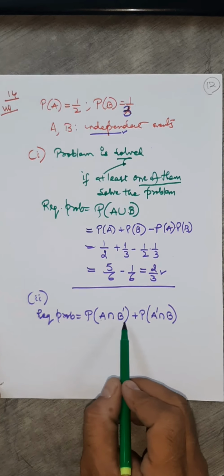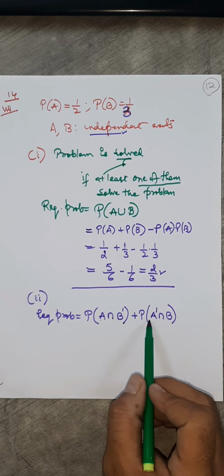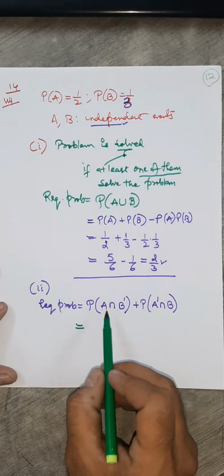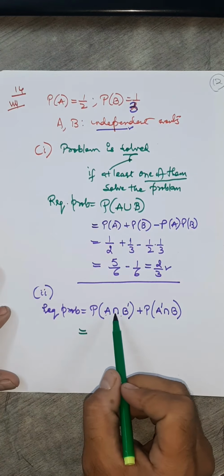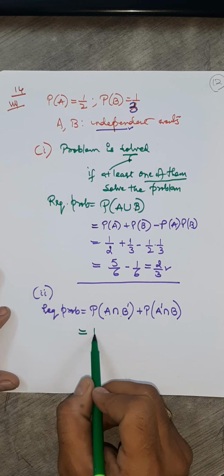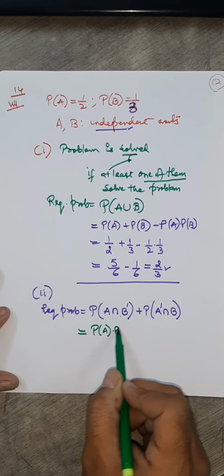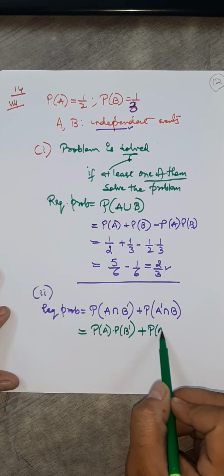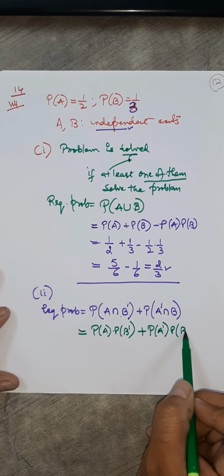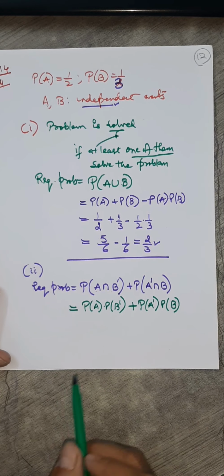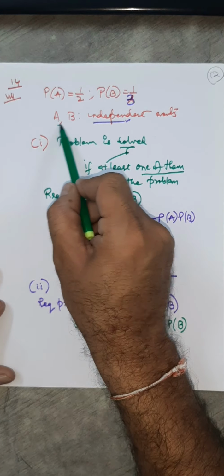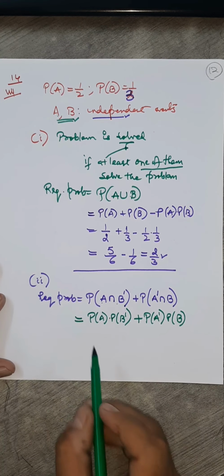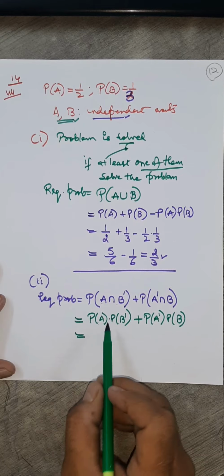Solved by A but not B. Solved by B but not A. Either this or this. These are the two possibilities. Now you know that A and B are independent. Therefore A and B dash are also independent. So the intersection becomes a product. Here also the intersection becomes a product. Why could we write intersection equals product? Because the events are independent. If A and B are independent events, then A and B dash, and A dash and B, are independent events.